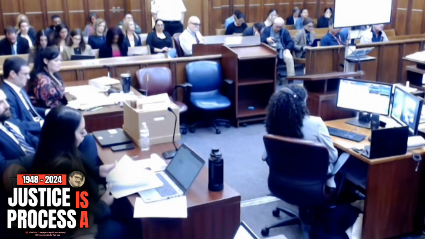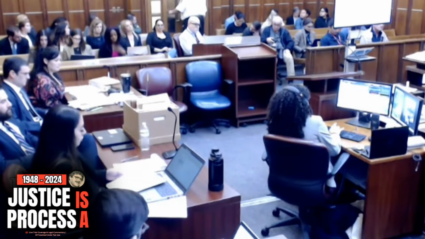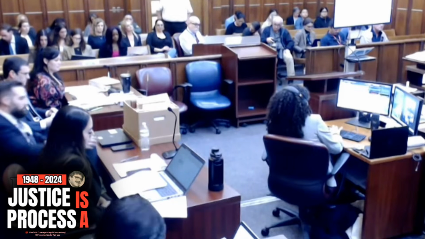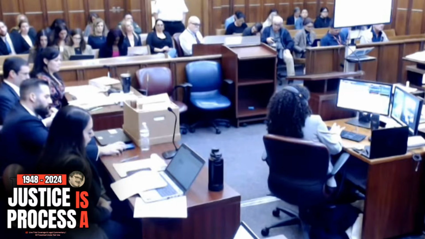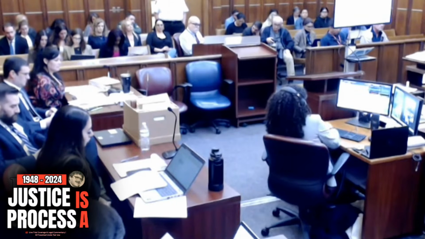Page 18, verdict. You may find the defendant guilty as charged in the information, or guilty of such lesser included crime as the evidence may justify, or not guilty. If you return a verdict of guilty, it should be for the highest offense which has been proven beyond a reasonable doubt.